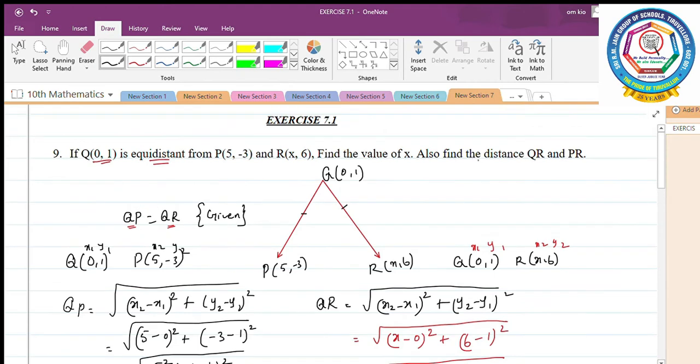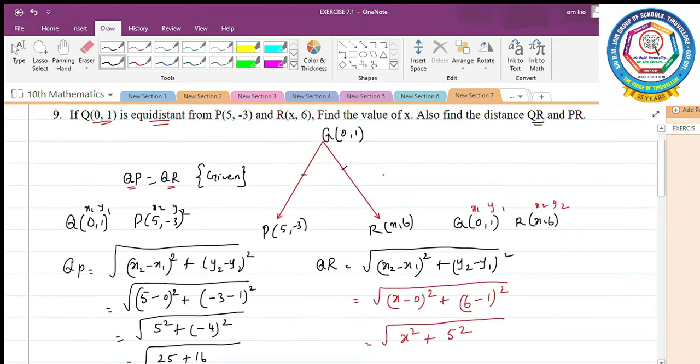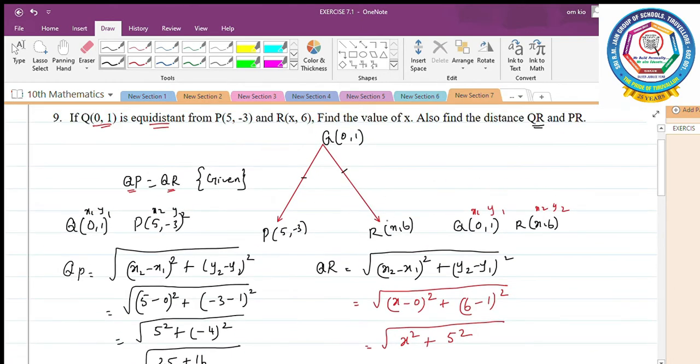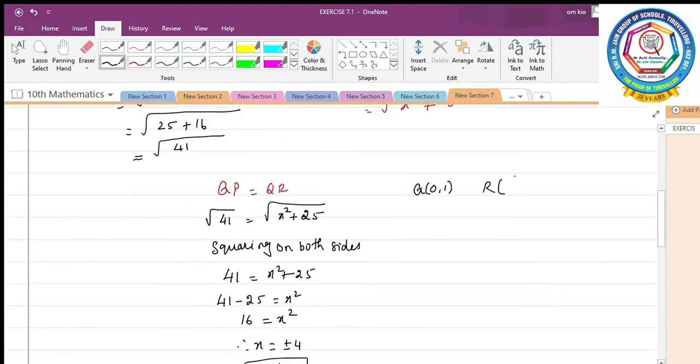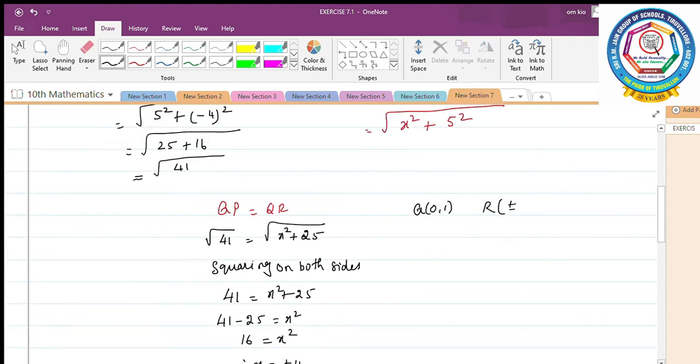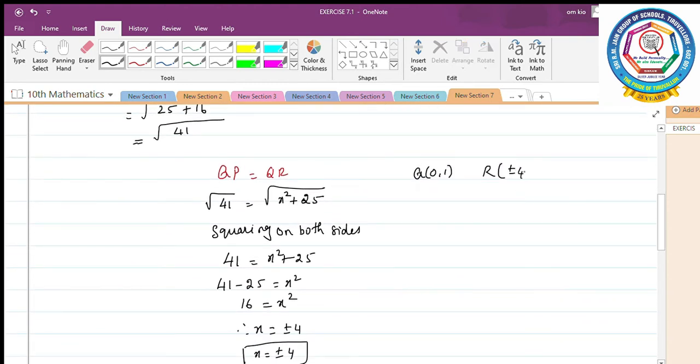Then I ask one more question. Find the distance QR. So we have to find the distance between Q and R. Instead of x, you have to substitute plus or minus 4. So Q is (0, 1), then R is (plus or minus 4, 6). We have to find the distance between QR.